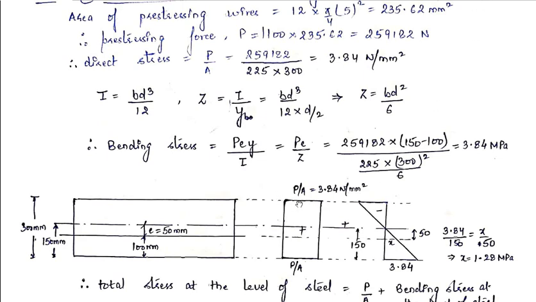The variation of the direct stress is constant throughout the section and its value is P upon A. Whenever the tendon is below the neutral axis, the beam will hog. That is, tension will be produced at the top and compression will be produced at the bottom. So therefore, due to the bending stress, negative value means tensile stresses will be produced above the neutral axis and compressive stresses will be produced below the neutral axis. So now we have to find out the value of stresses at the level of the steel.